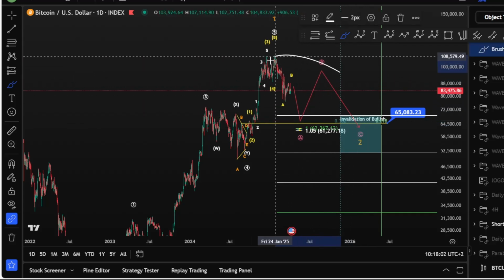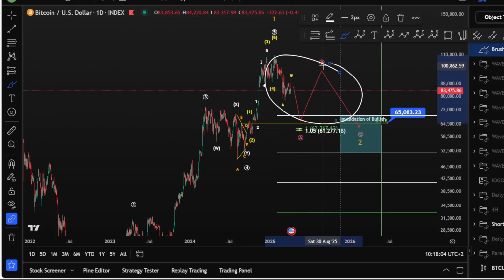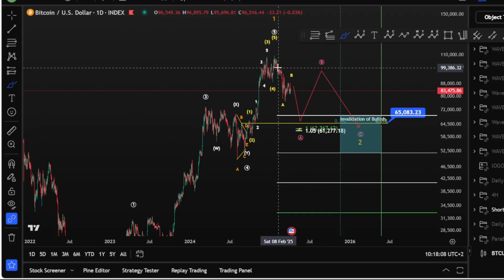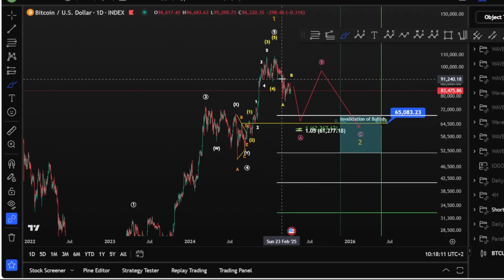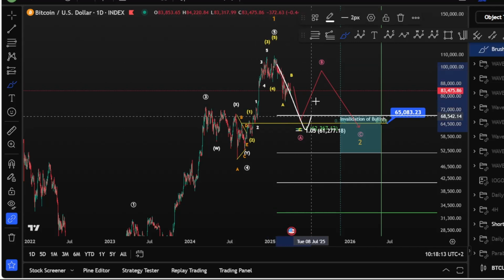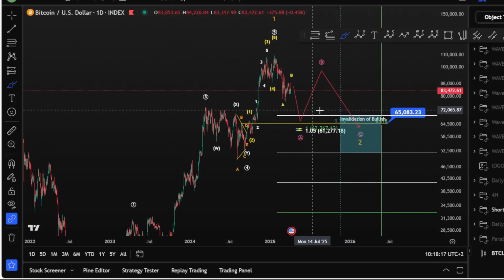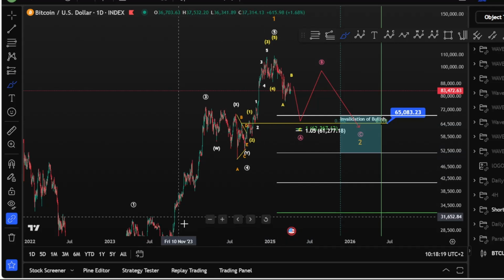Now, if we dive a little bit into the possibilities of this corrective wave, it can be much more than just an ABC. It can be other different patterns like WXY or a triangle. So we're going to dive a little bit into the possibilities on the 2 hour chart.